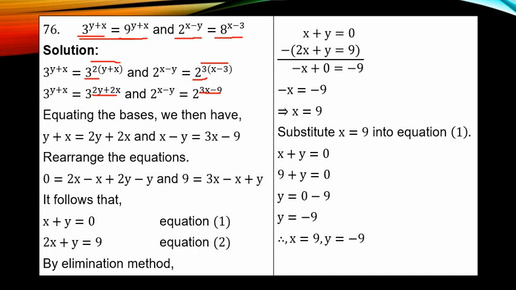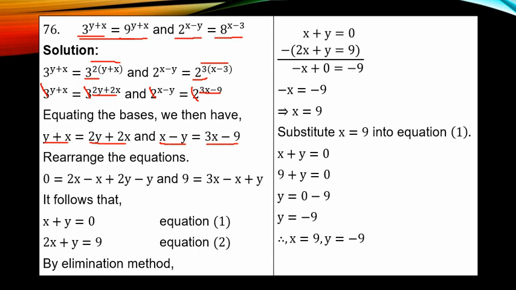So we have equal bases from both equations. If you equate the bases, you have the powers left. You equate 3 to 3, you have y plus s equal to 2y plus 2s. If you equate 2 to 2, we are left with the powers: s minus y equal to 3s minus 9.